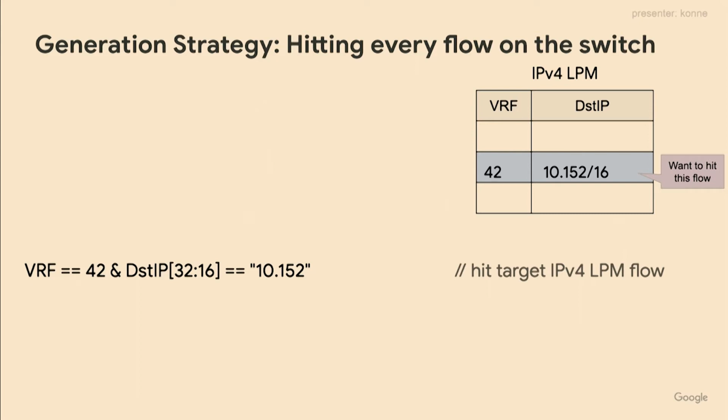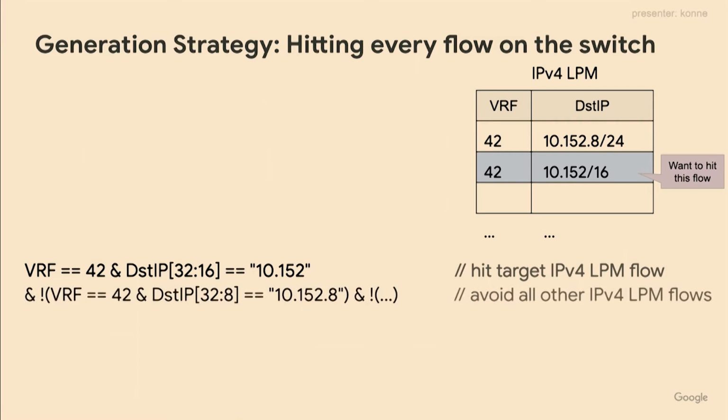But even more so, we also need to make sure that we don't match anything that might shadow this entry that we already have installed with a longer prefix, because this is the longest prefix match. So if there's a longer prefix, like a /24, with the same first 16 bits, then that would obviously get matched. So we need to amend our formula by saying we also need to avoid any other entries in this table that have a longer prefix.